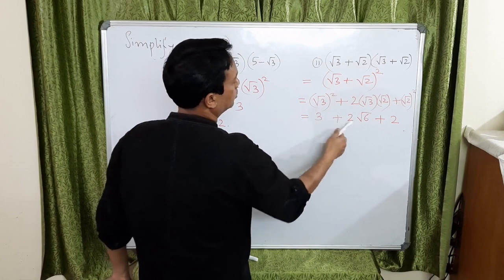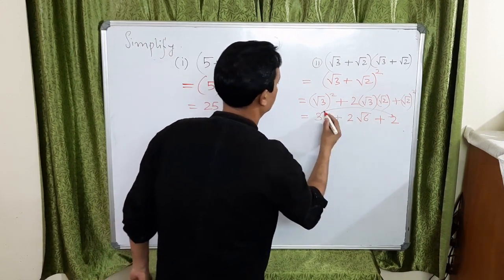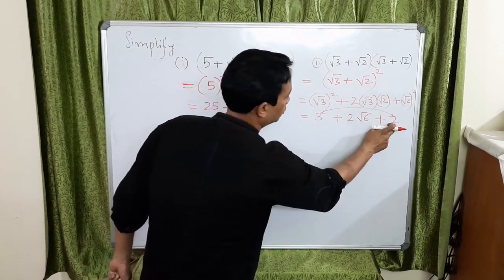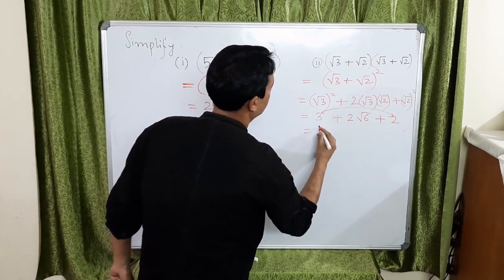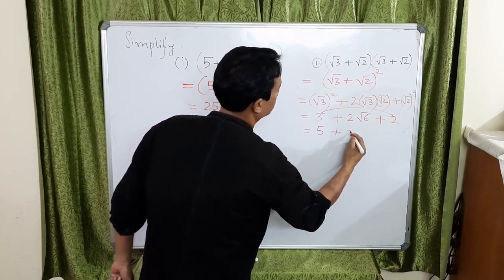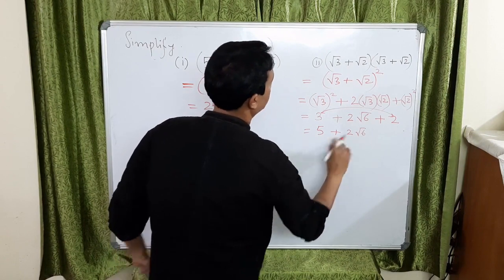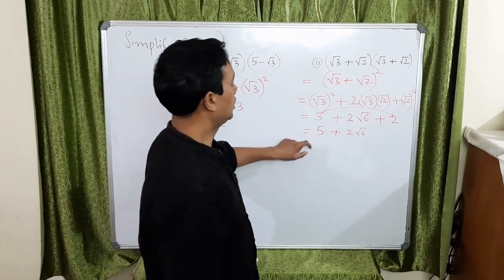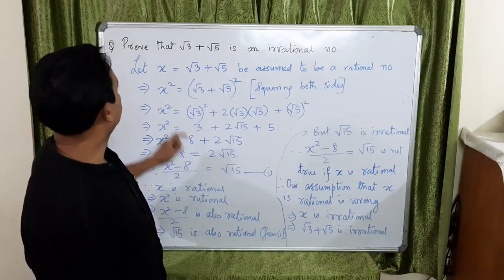Now we cannot add this 2 root 6, but we can add these 2 rational numbers. This 3 and 2 will make 5. And plus 2 root 6. And this will be our answer because we cannot add these. So that's the answer. Let us look at this question.